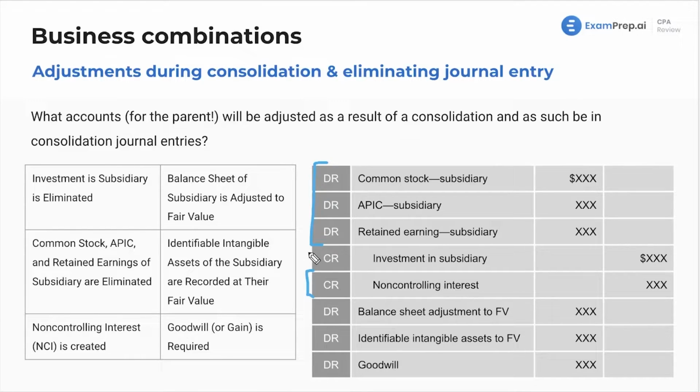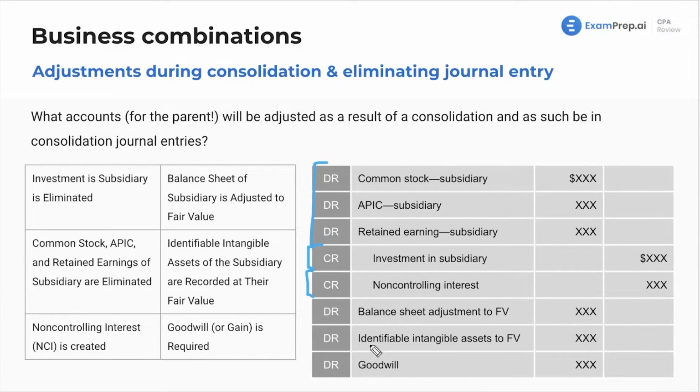Also, presumably, we're going from equity method to consolidation method. So we're getting rid of investment in subsidiary. This is only using the equity method. So we're getting rid of that. We're crediting it, right? Because now they are basically us. We are consolidating. We are combining. We are becoming one entity.